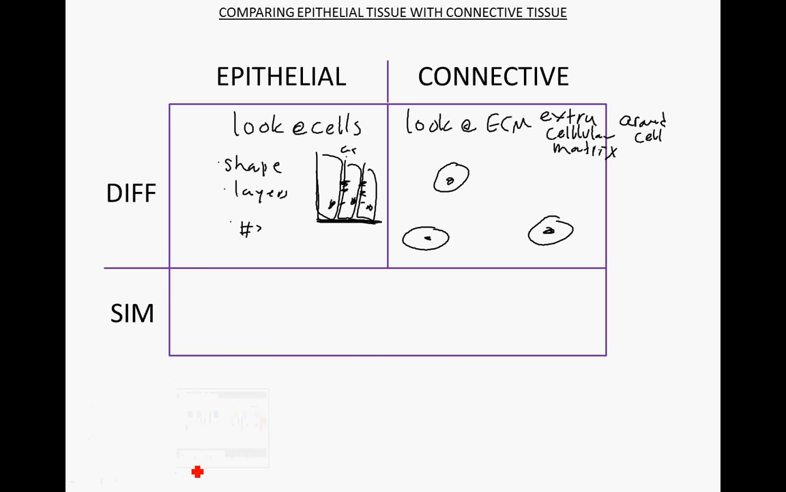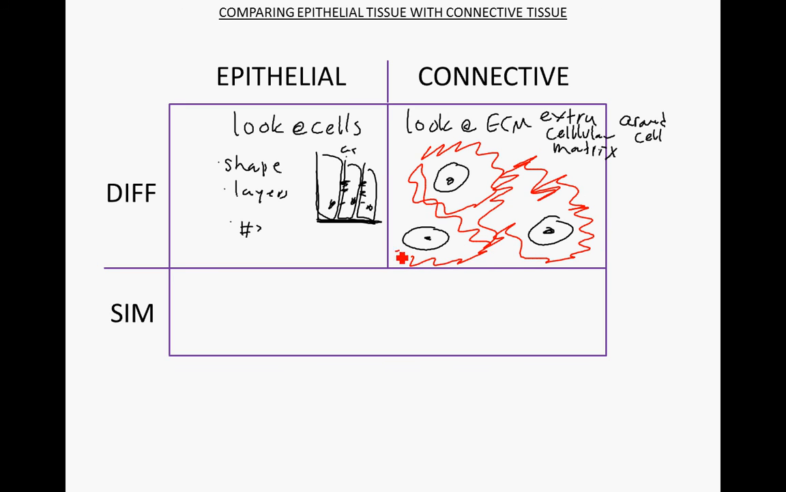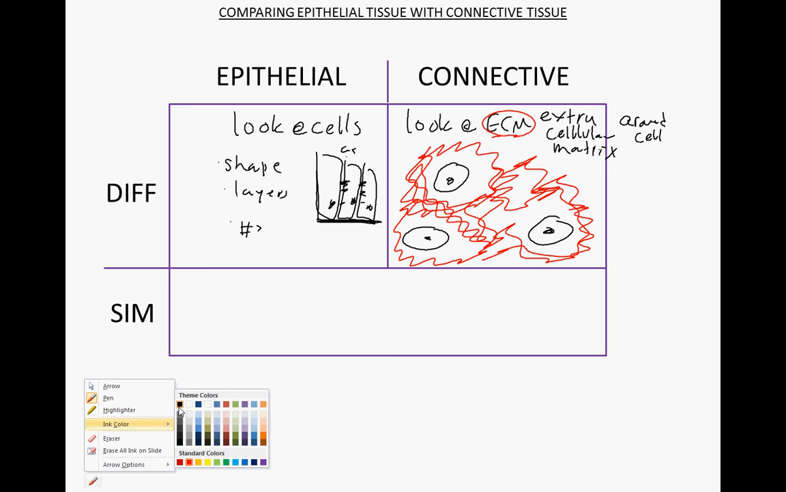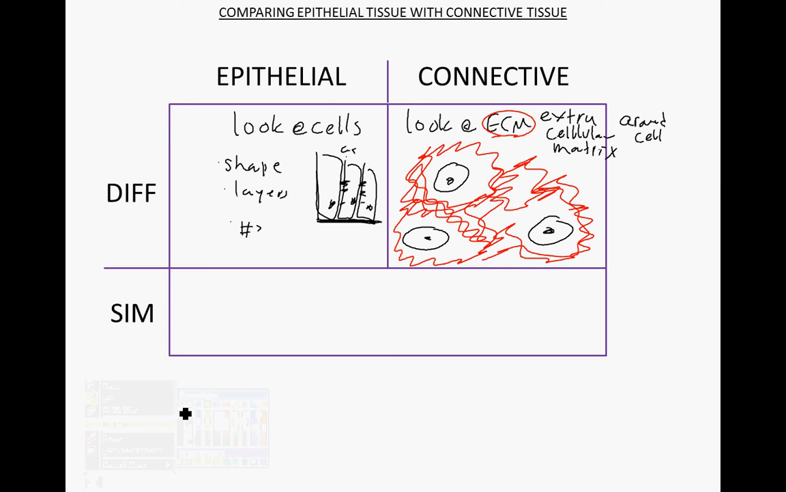There we go. All this environment that's around these cells, and the environment is going to look different. It's going to have different components to it, but this is the extracellular matrix here. So I'm going to look here to categorize or classify the different types of connective tissues. Now, they are still tissues, and so there are some similarities between epithelium and connective tissue.